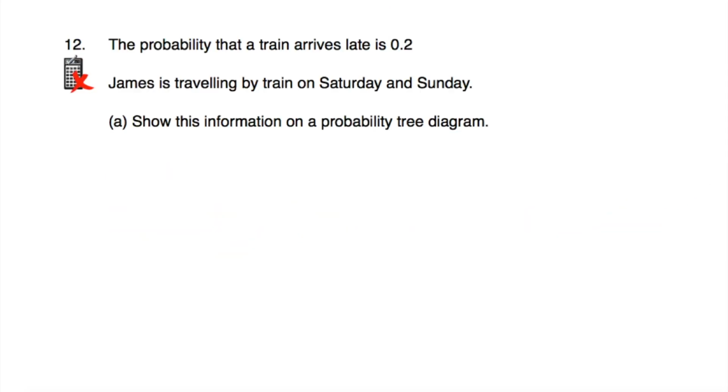Okay, let's have a look at our next question. Question number 12 says the probability that a train arrives late is 0.2.